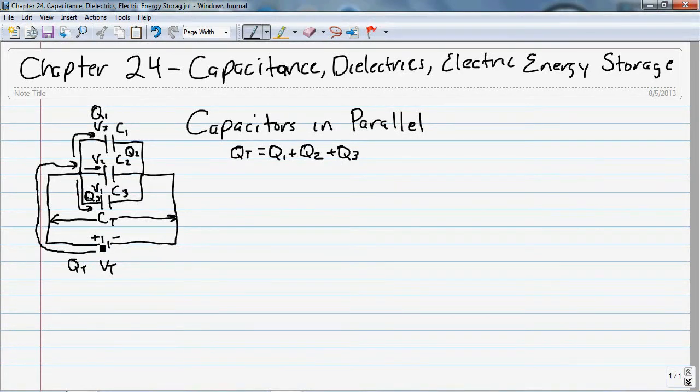And now let's look at the potentials. Well, the potential VT is across all three capacitors. So if one of the capacitors had a potential greater than VT, then the charges would move until everything was in equilibrium. And the only way that things can be in equilibrium is if VT is equal to V1 is equal to V2 and is equal to V3. The same potential has to be across each of the capacitors.